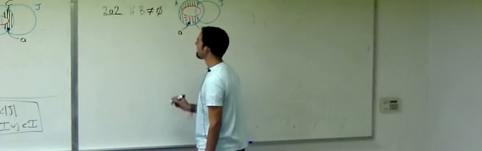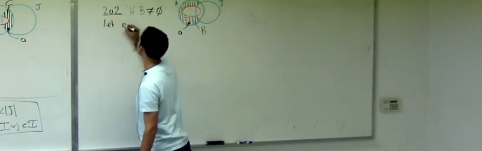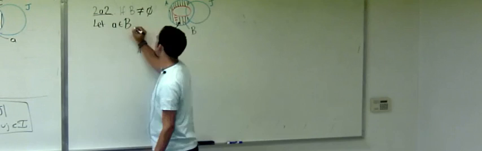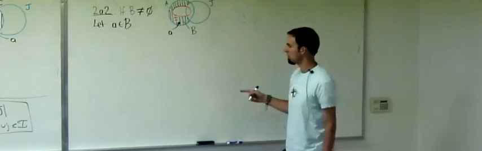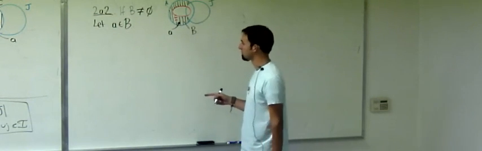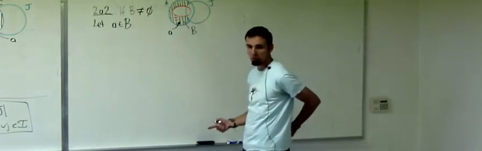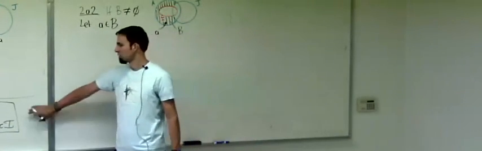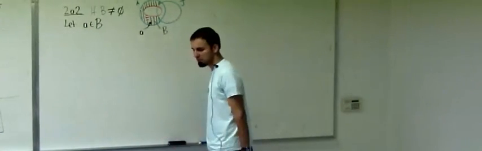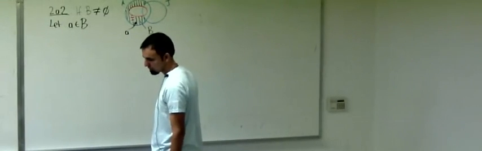So again, if it's not empty, then that means there's something in there. Let a be in B. And now I'm going to show you that this implies I3 in this case.